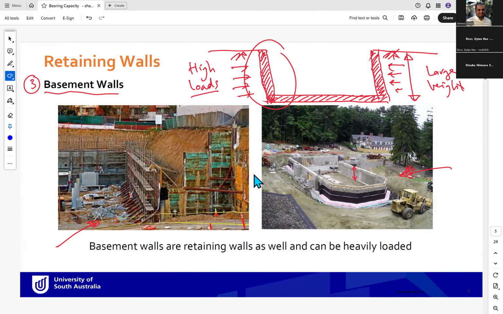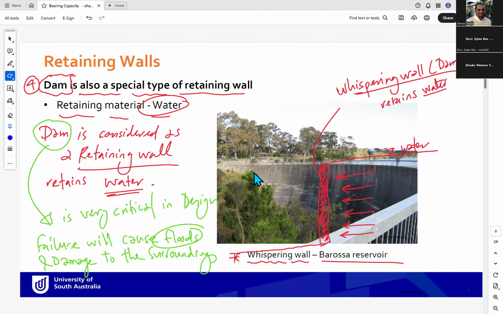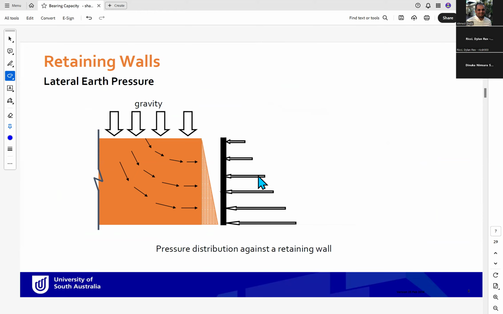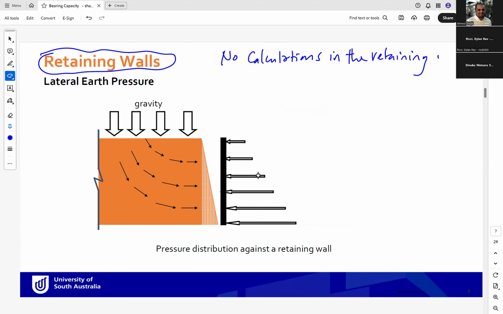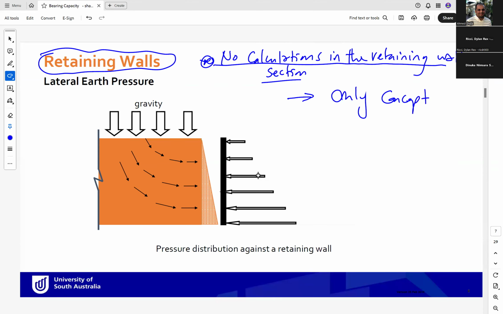Okay, and the third one is basement walls. The fourth one is dam, but the idea is that a dam is retaining water, not retaining soil. Okay, so these are the types of walls, and now we need to know what are the loads or pressure acting on retaining walls. For your information, we don't have any calculations in this part, because it's a little bit complicated. So we just need to know the concepts in this topic, the idea behind making the retaining wall, and what are the loads applied on the retaining walls.